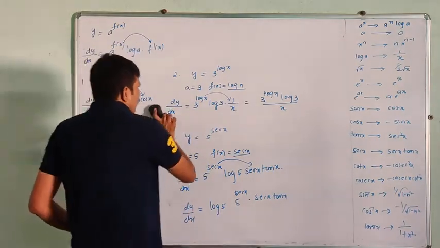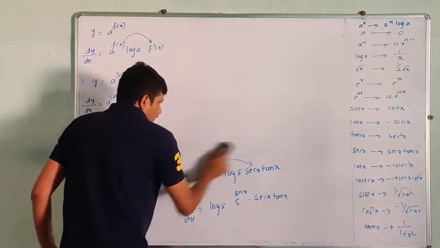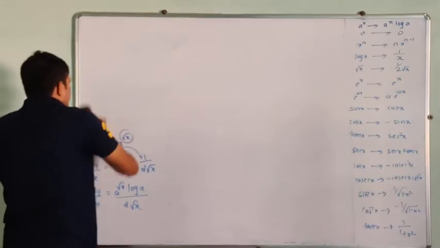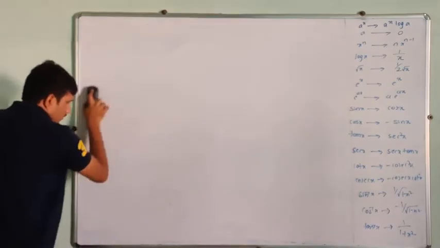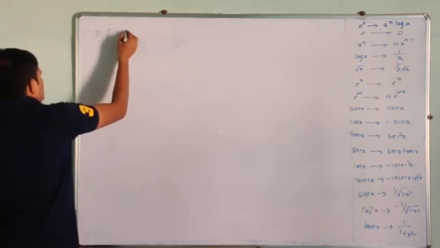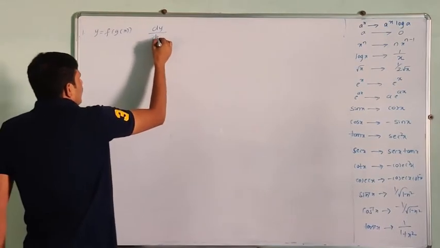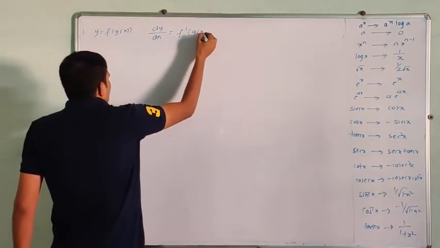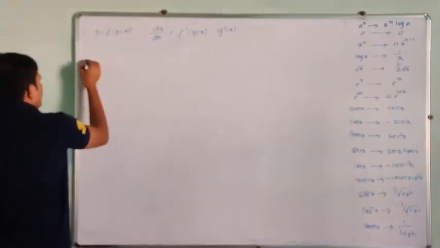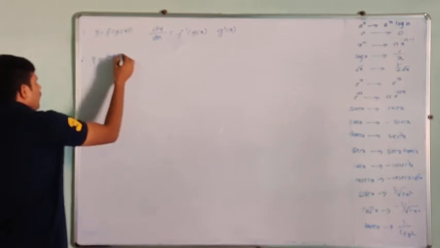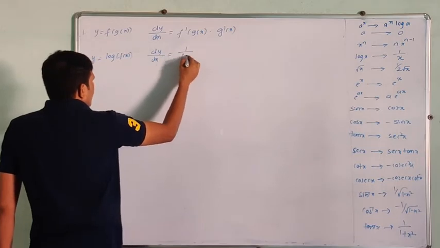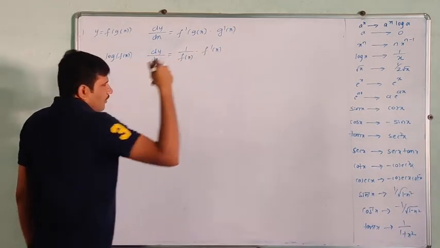So once again I will review all these rules. What is the first rule we have seen? That is chain rule. The first form is y is equal to f of g of x. Its derivative dy by dx is f dash of g of x into g dash of x. Then the second one, y is equal to log of f of x. Its derivative is 1 by f of x into f dash of x.